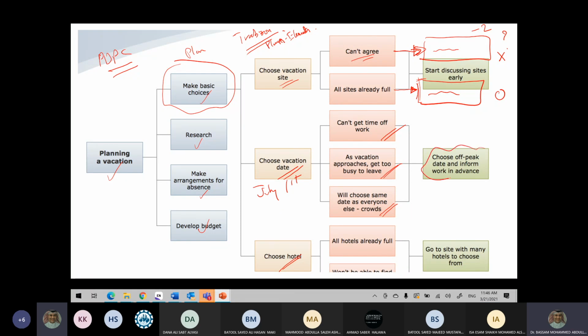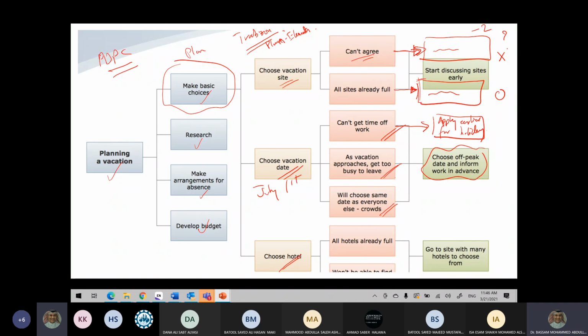Now, not all of them will have the same solution. While can't get time off work, you may need to apply earlier. You want to apply earlier for vacation, for holiday, right? Which means you need to do some kind of coordination with your colleagues, with other staff members within the same department, telling them that I want to take holiday in this period. So you coordinate with others.